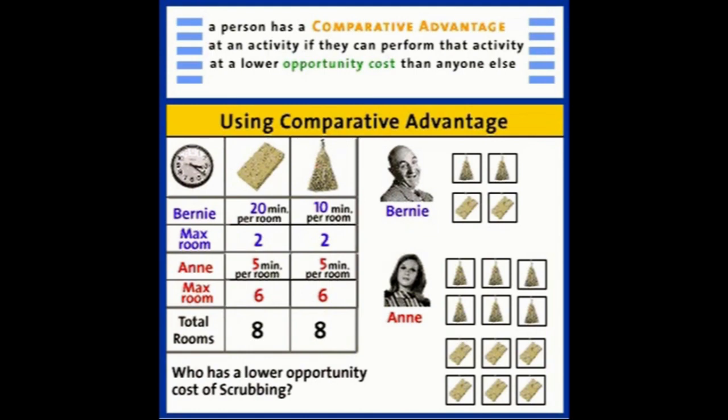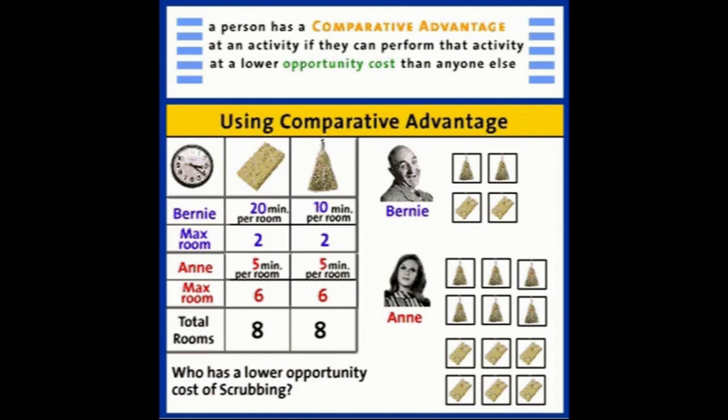Comparative advantage refers to your opportunity cost relative to the opportunity cost of someone with whom you might trade. We say that you have a comparative advantage in the provision of a particular good or service if your opportunity cost of providing that good or service is lower than the opportunity cost of someone with whom you might trade. Let's use an example now to try to make this concept very clear.